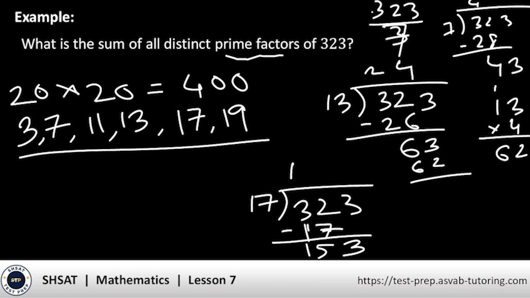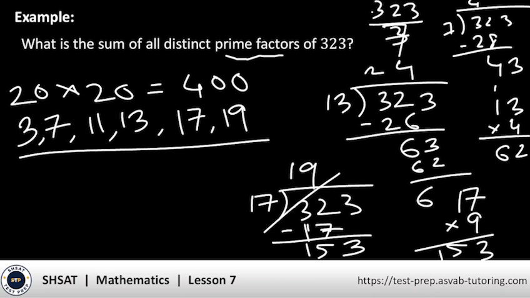So let's see, do we get anything if we do 153 over 17? Let's look at 17 times 9, because 17 times 10 is 170. So 17 times 9 is, 9 times 7 is 63. Carry the 6. 9 times 1 is 9. 9 plus 6 is, yeah. Finally, we do get it, right? 17 times 19 is 323.